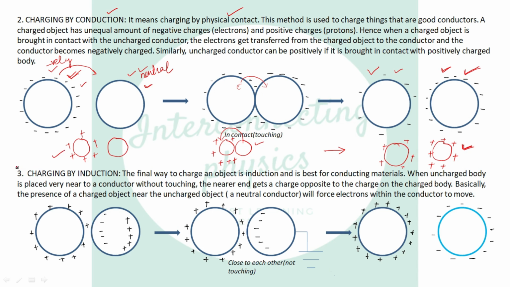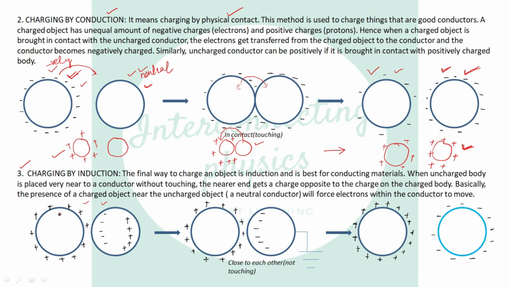Uncharged body becomes positive. So we will see the same type of charge has been developed here. So now third is charging by induction. This is the final method to charge an object. In this method, two objects are not touched but they are close to each other. So please note, these two bodies are not touched, they are just close to each other.